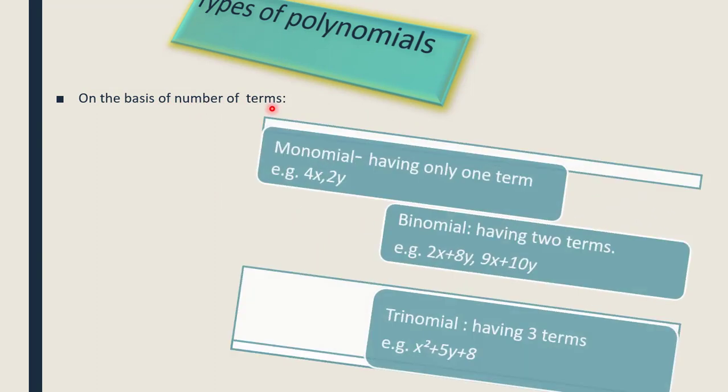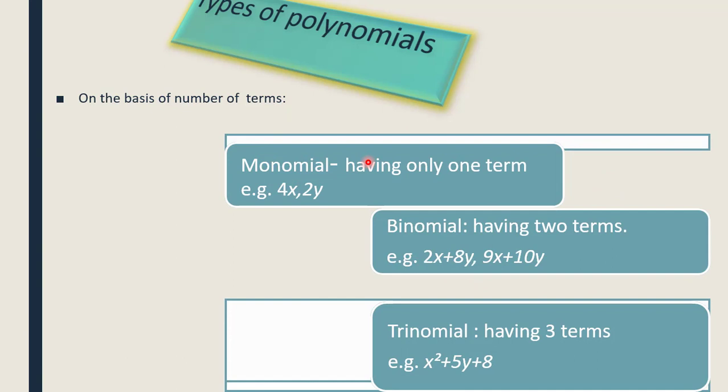Types of polynomial. First, on the basis of number of terms. First, monomial, having only one term. A polynomial that has only one term is known as a monomial. Binomial having two terms and trinomial having three terms.